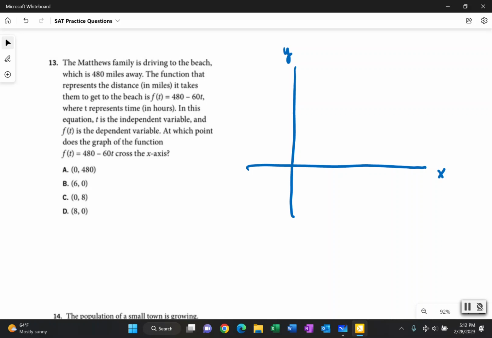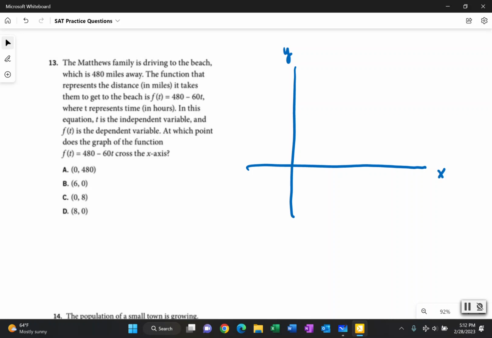The function that represents the distance in miles it takes them to get to the beach is f of t equal to 480 minus 60t, where t represents the time in hours in this equation. T is the independent variable and f of t is the dependent variable. At which point does the graph of the function that we've stated above cross the x-axis?